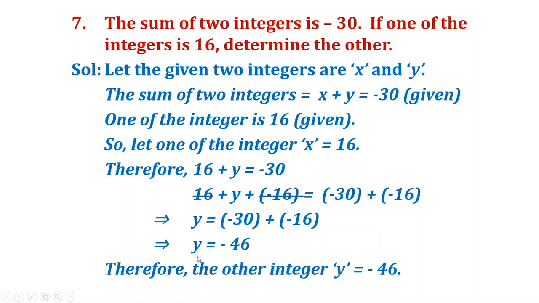So now you know the value of y here. What is the value of the second number? The other number is minus 46. Therefore the other integer y is equal to minus 46. You can check that 16 plus minus 46 is equal to minus 30. Okay, next go to the 8th problem.